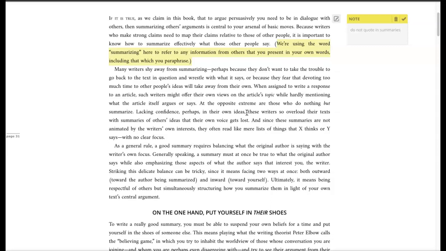And the answer is no. However, if you have a certain interpretation and you cannot find anything in the text to support that interpretation, then it doesn't mean it's wrong. It just means that you are probably not on the right track. So keep that in mind, that your interpretation has to be supported with examples from the text.